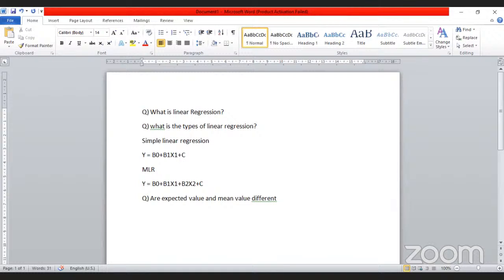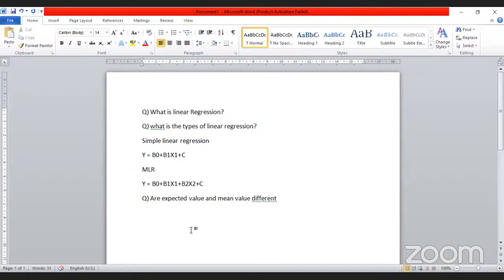What we are doing, we're just taking a sample from our population and taking the mean of that; that is the actual mean value. And if we take the mean of all those means, that is the expected value. Mean of all the means, that means we are expecting some value in between this range, right? That is the expected value.